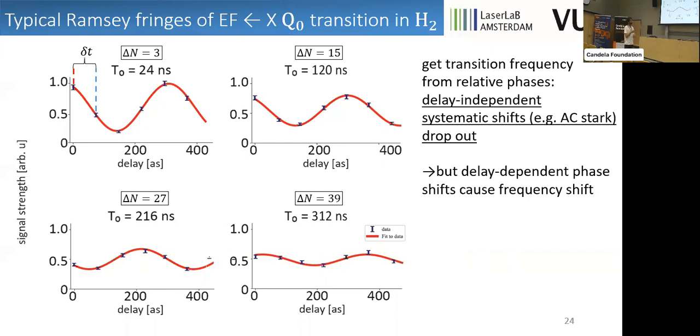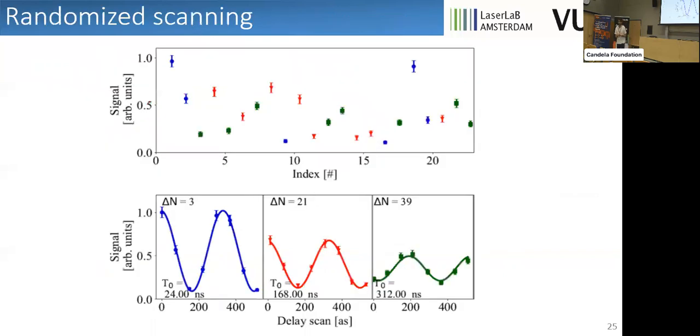But the important thing is that by doing this, all delay-independent systematic shifts drop out. Notably the AC Stark shift, which is actually very strong for any one of our pulses, as long as we can keep the energy of our pulses the same, will drop out because it amounts just to a constant phase shift on all of our fringes. However, delay-dependent phase shifts will cause a frequency shift. And so we're going to have to be very careful that we don't have any of those, and I'll discuss that as we go along.